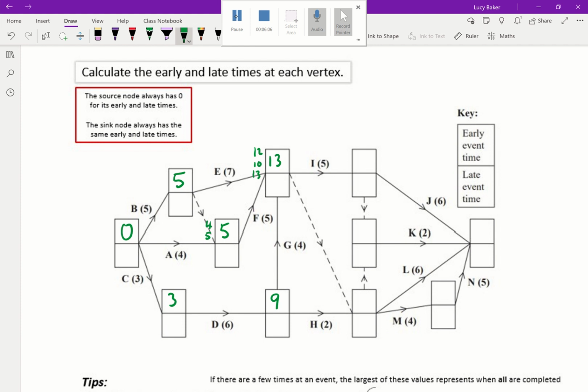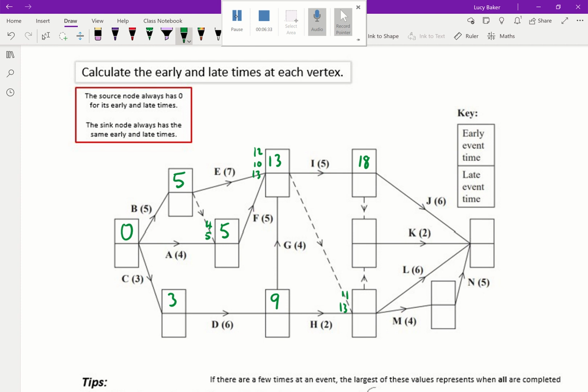Okay, so completing I then, there's only one way to get to this event over here. So 13 plus 5 is going to give me 18. This event over here, I could get there in 9 plus 2, so in 11. Or I could also get there from this event over here at 13 down the dummy activity, which is a time of 13.